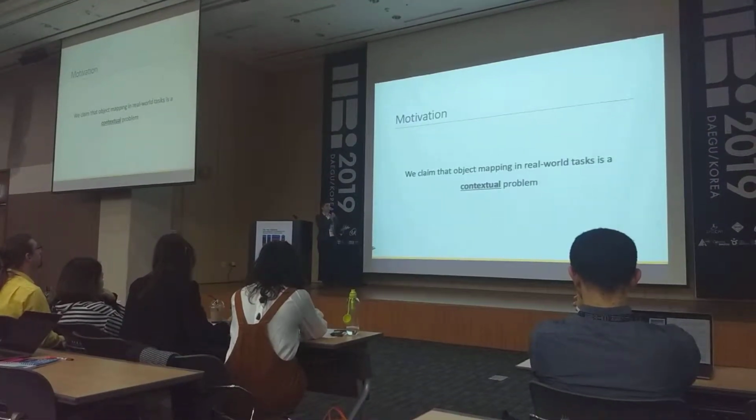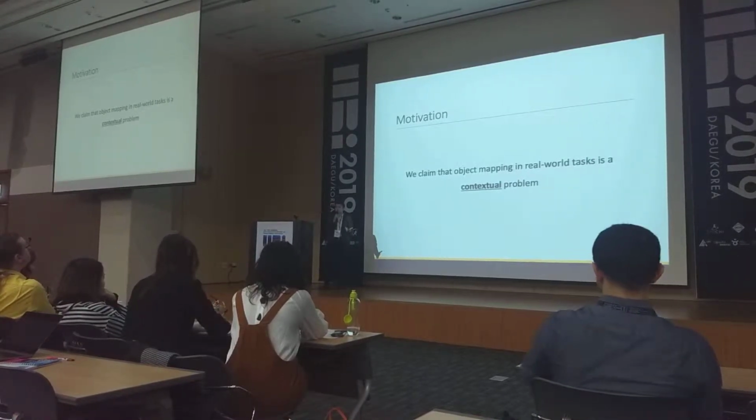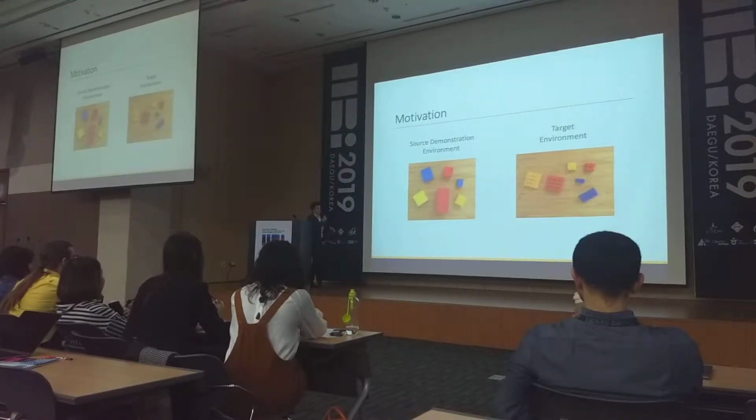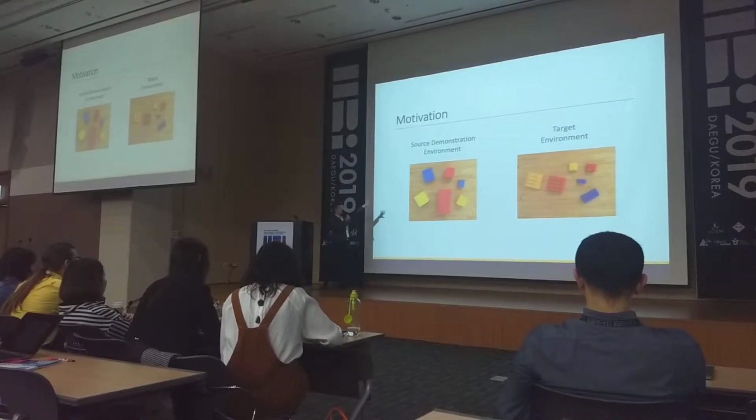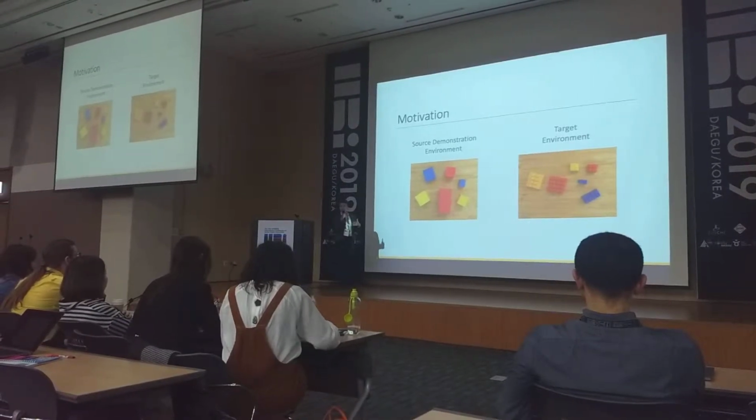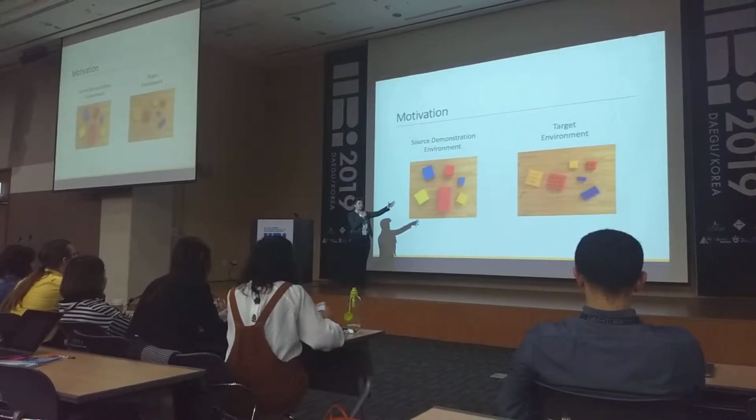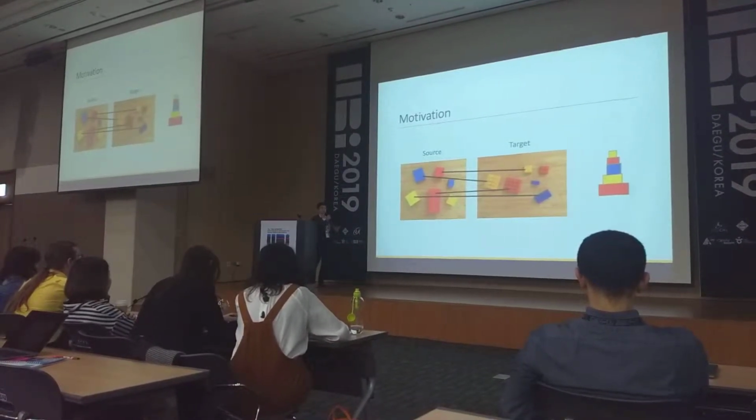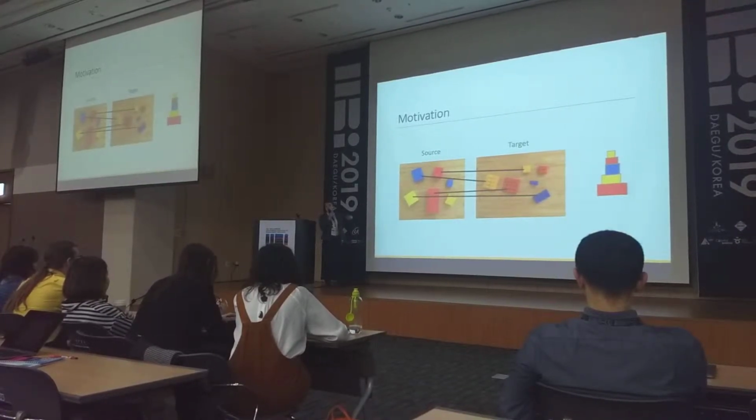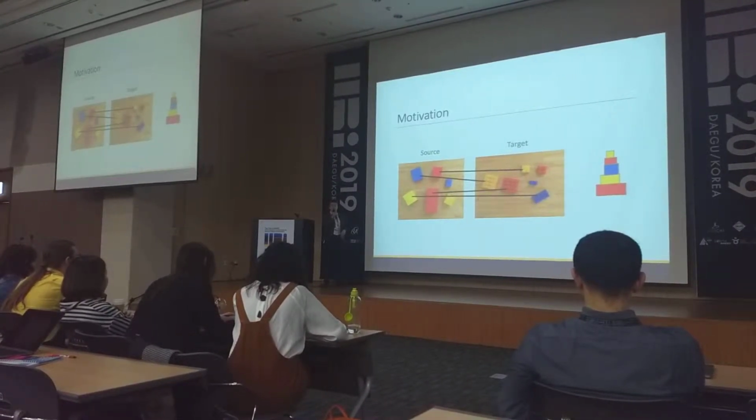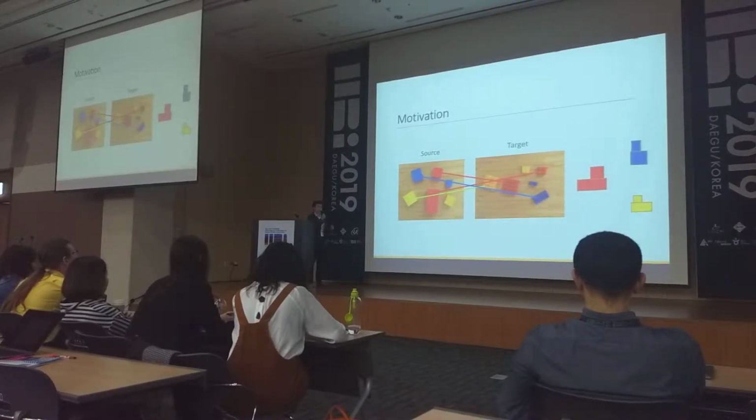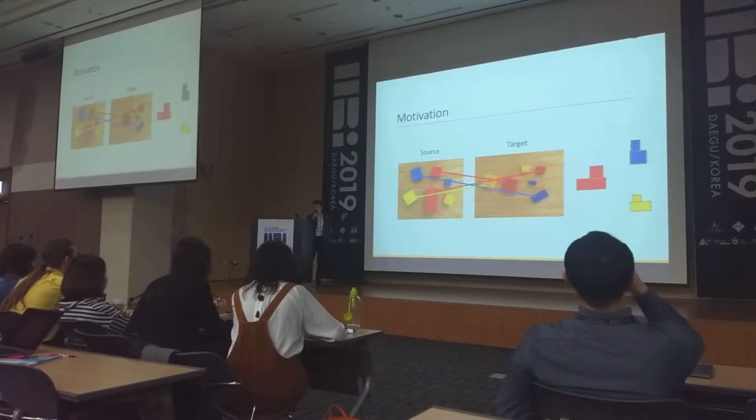But this problem is further complicated by how object mapping in real-world tasks is a contextual problem. Here's an example. Let's say that the robot has learned a series of tasks in this environment here at the left, and then is asked to repeat those tasks in a later environment here containing a set of Legos. If the robot is repeating a stacking task, the mapping might look something like this, where objects are mapped to each other based on their size, so that larger objects are stacked first, to smaller ones, and so on. But if we instead ask the robot to sort objects by color, we would expect a mapping that looks more like this.